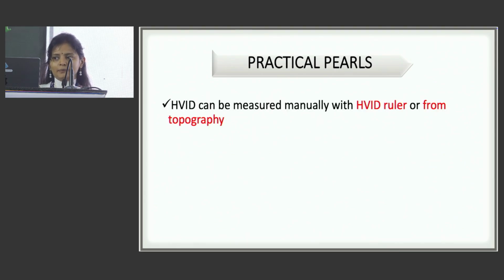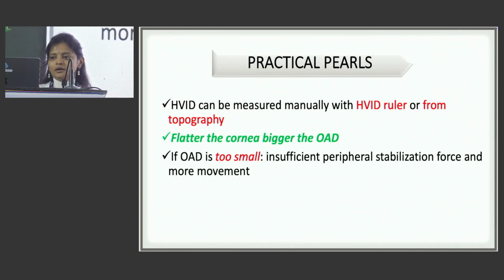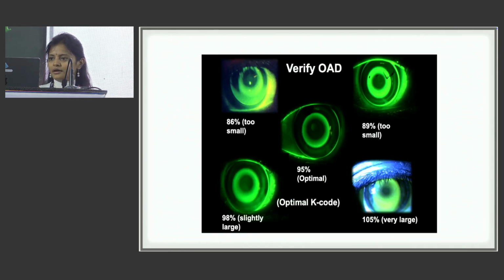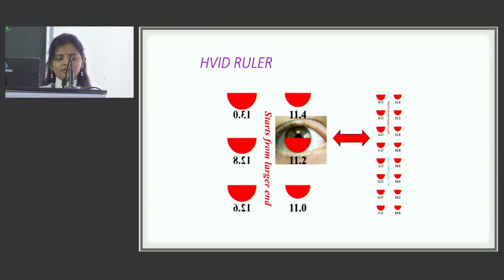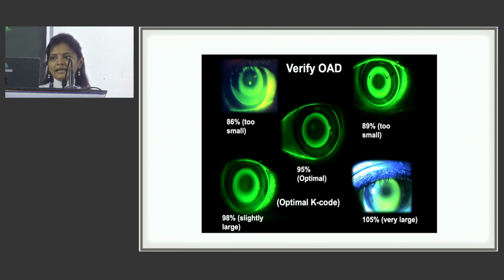So HVID can be measured, as I already told you, using the HVID ruler. I'll just show you the ruler later. So this is the HVID ruler that we use to measure the size of the ortho-K lenses to be chosen. An ideal fit would be what you see centrally. That's called the bullseye pattern, where you see a flat cornea with no staining in the center, then a peripheral ring with staining, and then again a peripheral ring with no staining. This is called a bullseye pattern, and this is the ideal fit that you should be aiming for.